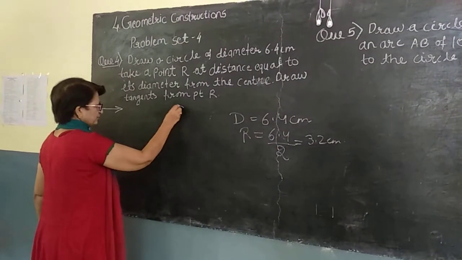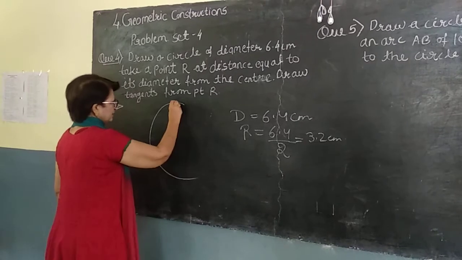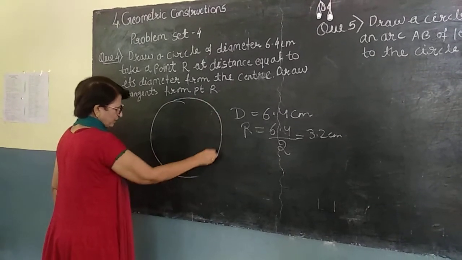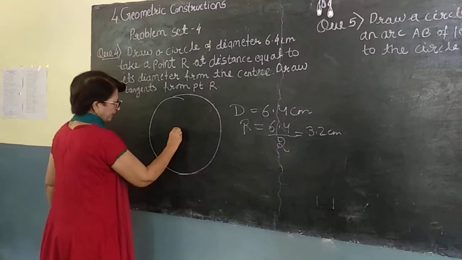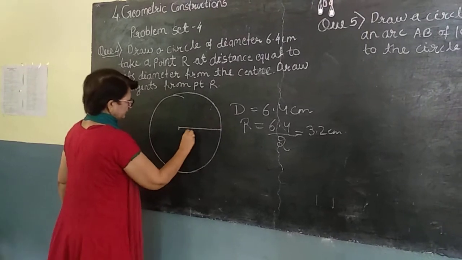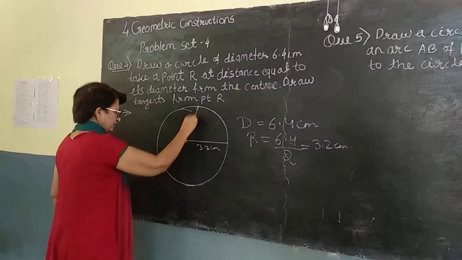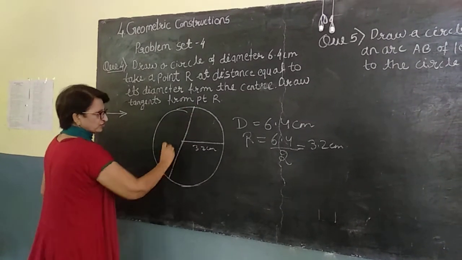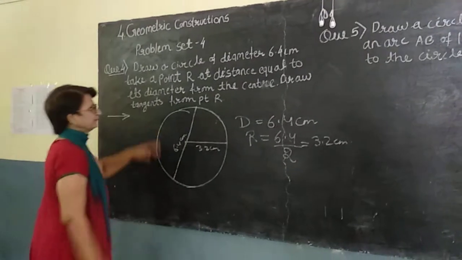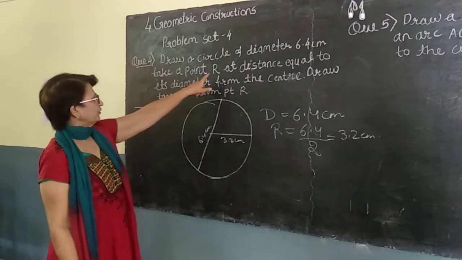So first of all draw a circle taking what radius? 3.2 centimeter is your radius. Your diameter is how much? 6.4 centimeter. Okay. Take a point R.